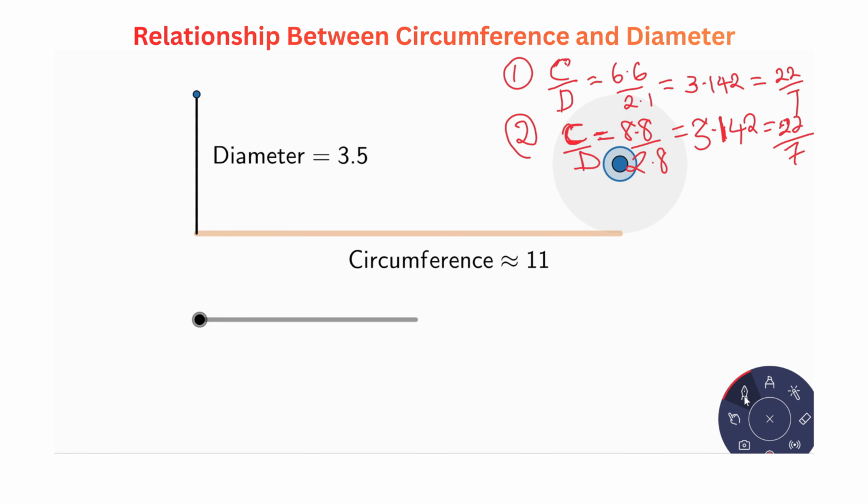From our simulation, we have the circumference divided by diameter. Our circumference this time is 11. Our diameter is 3.5. Now use your calculator to find the relationship. 11 divided by 3.5 is 3.142.